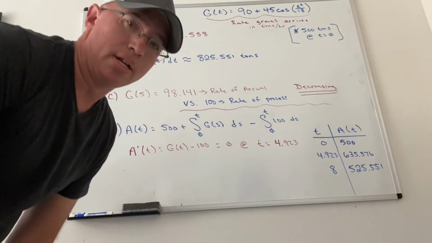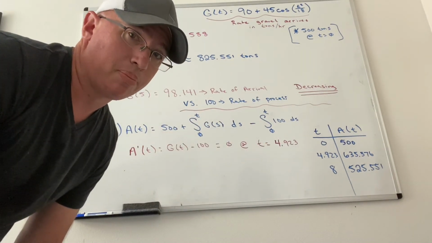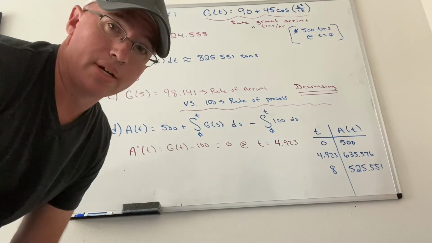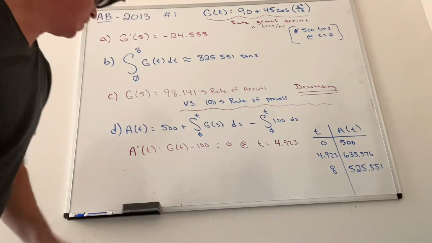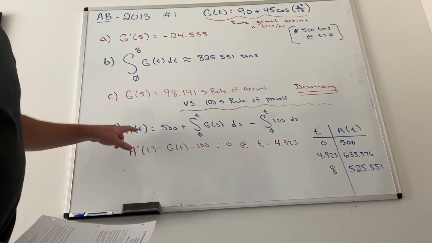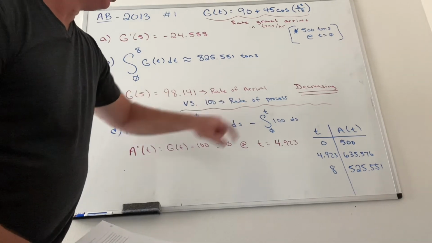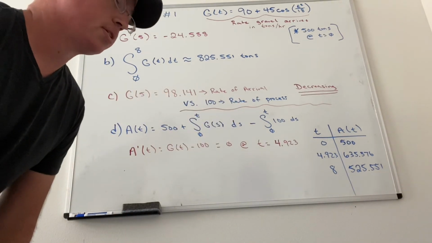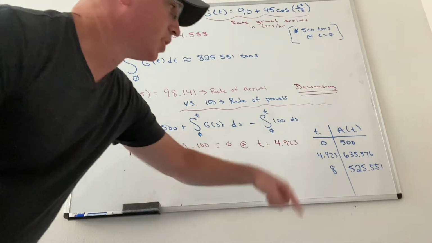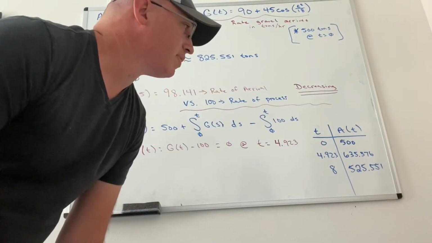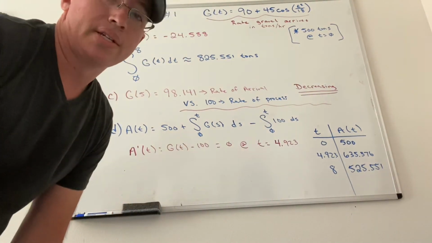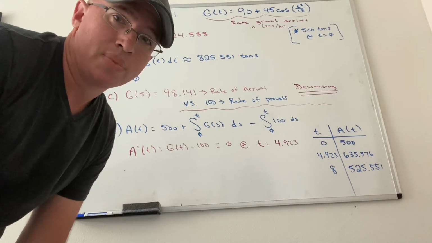So now I need to figure out how much gravel is at the plant at time 4.923. So I go back to my A(t) equation, and where I see t, I replace it with 4.923, and it pops out with 635.376, and so that's the answer, that's the maximum amount.